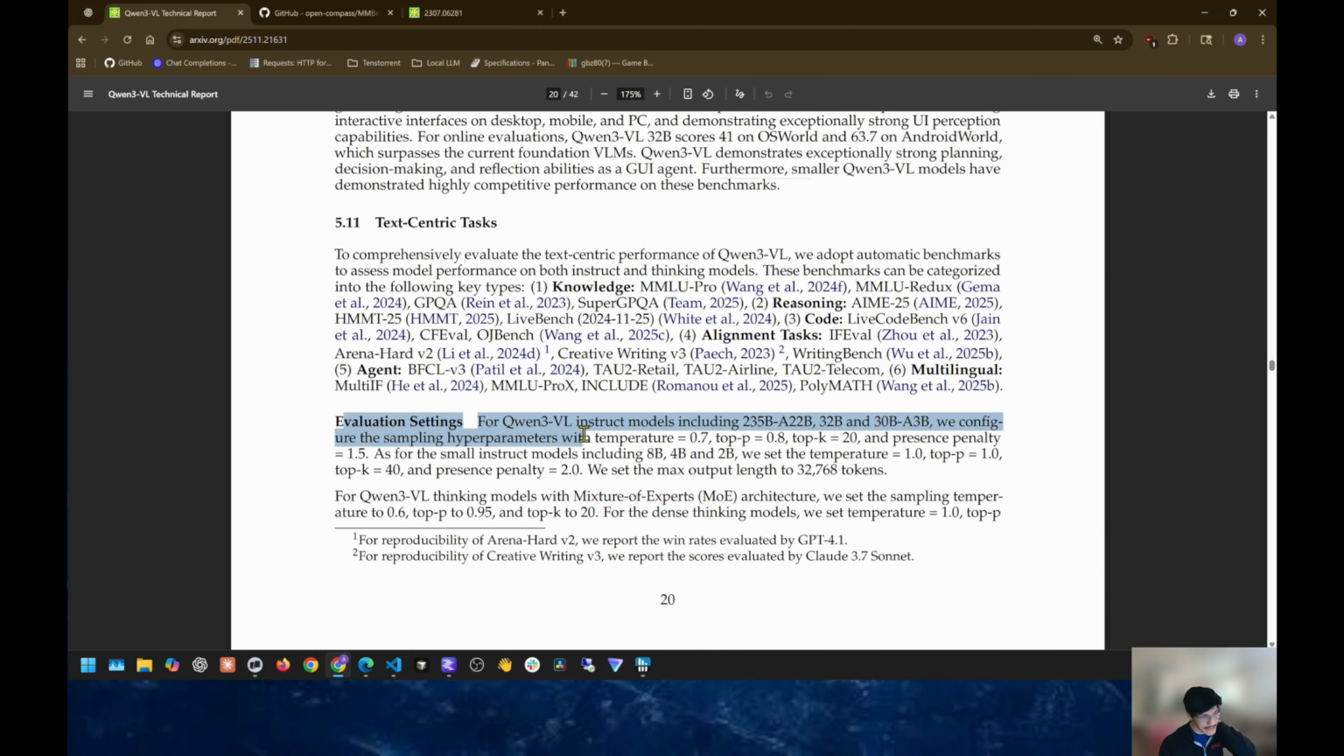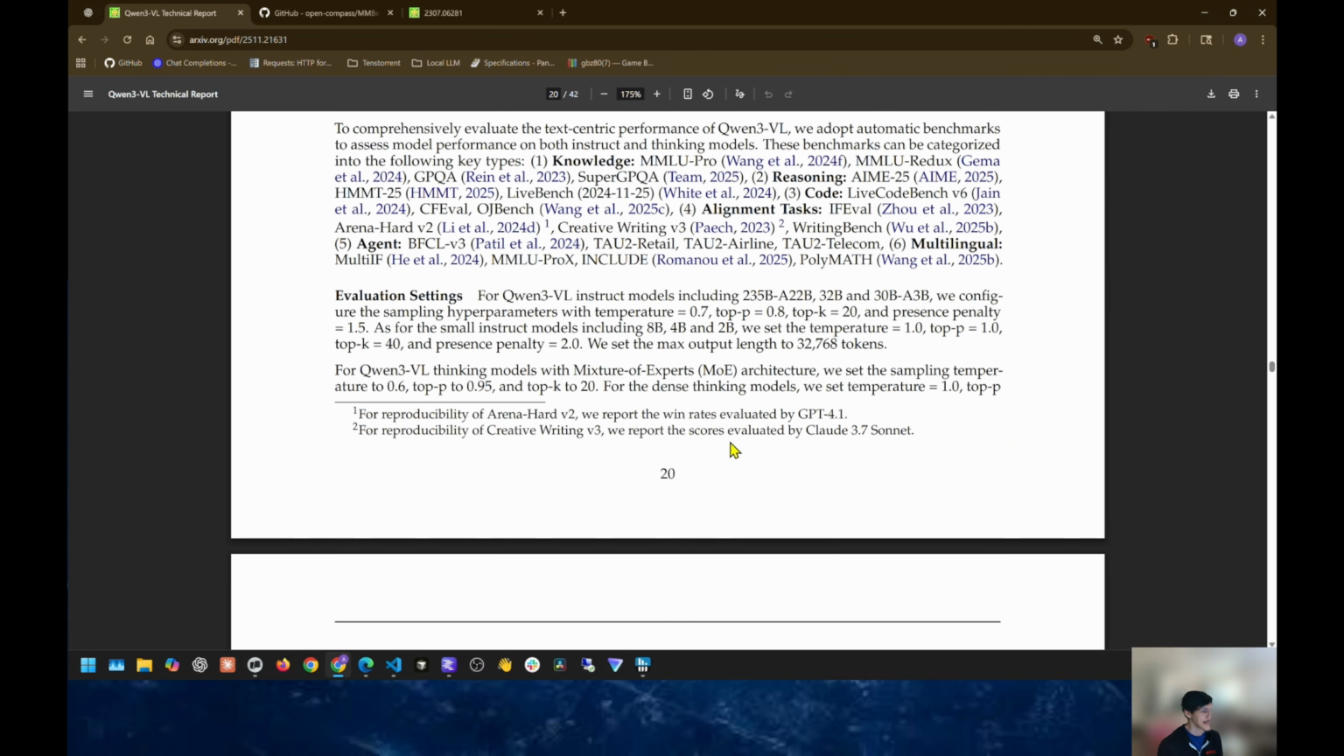Okay, so evaluation settings for Qwen3-VL instruct models, including 235B-A22B, 32B, and 30B-A3B. We configure the sampling hyperparameters with temperature 0.7, top-p 0.8, top-k 20, and presence penalty 1.5. As for the small instruct models, including 8B, 4B, and 2B, we set the temperature to 1, top-p 1, top-k 40, and presence penalty 2.0. We set the max output length to 32K tokens.